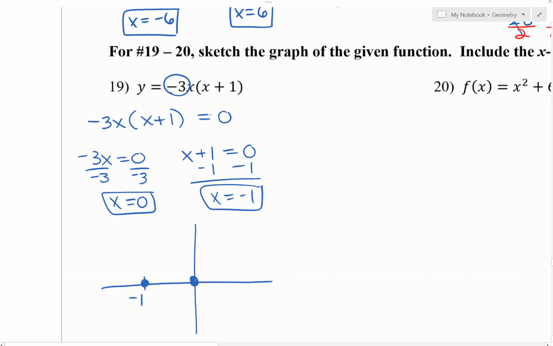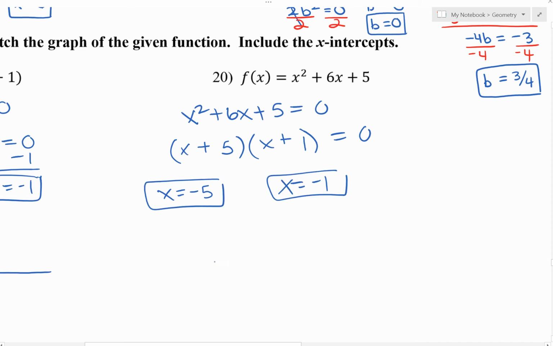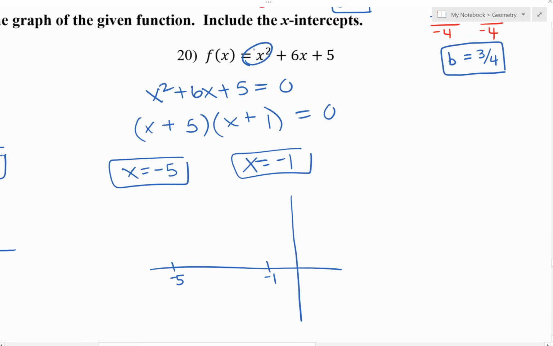All right, same idea here. Let's find those x-intercepts by setting it equal to 0. Now we can factor. We need to multiply to 5. That's 5 times 1, and 5 plus 1 is 6. When you set them both equal to 0, you get x equals -5 and x equals -1. So -1, -5. We have a positive a value. It's a 1 in front. So that means that this guy is going to open upward.